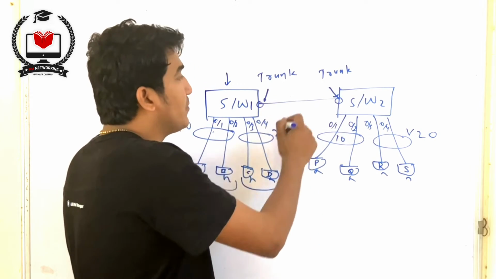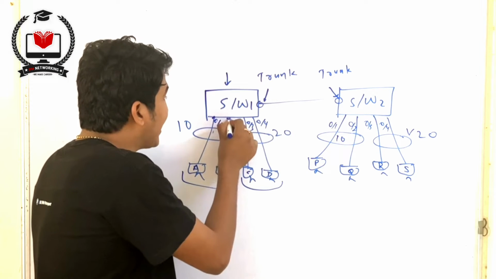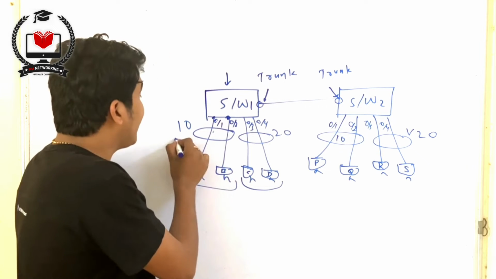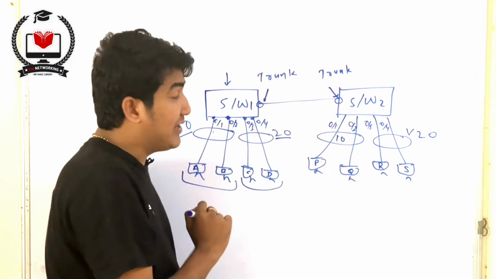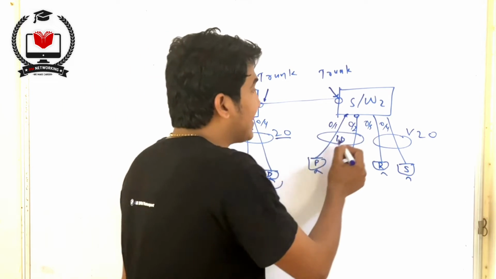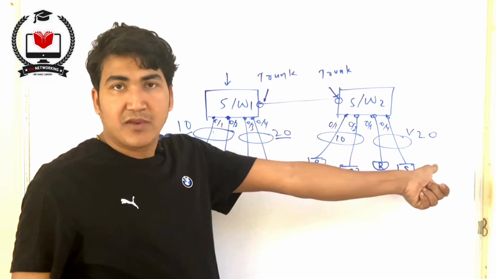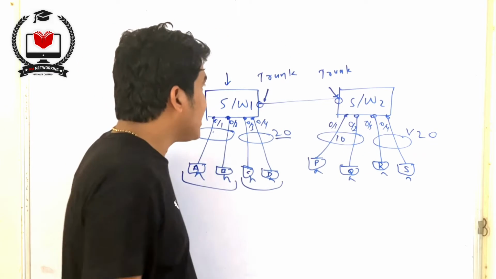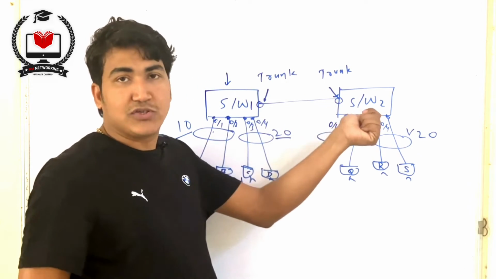Apart from these two ports, all ports are access ports. Like these two ports are access ports for which VLAN? For VLAN 10. These two ports are access ports for VLAN 20. In the same way, these two ports are access ports for VLAN 10 and these two ports are access ports for VLAN 20.